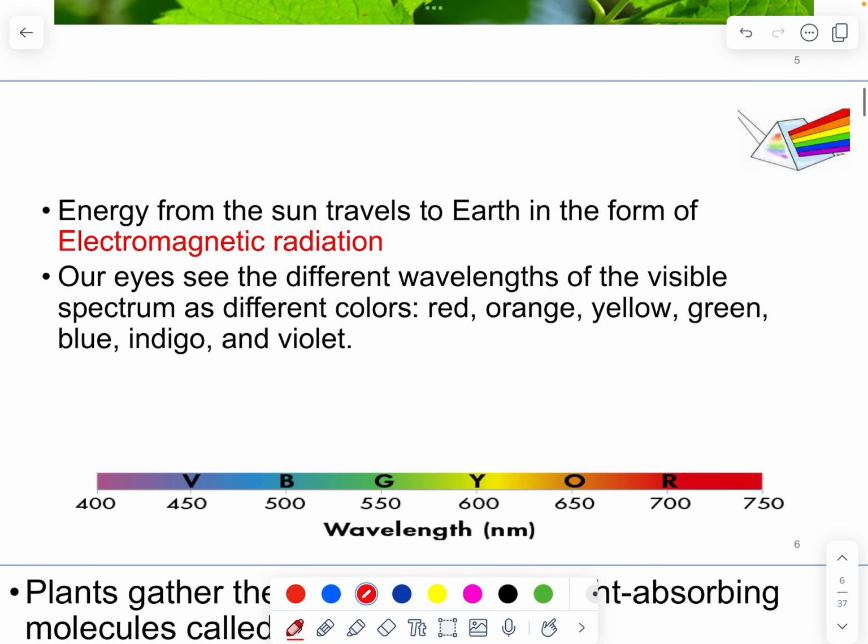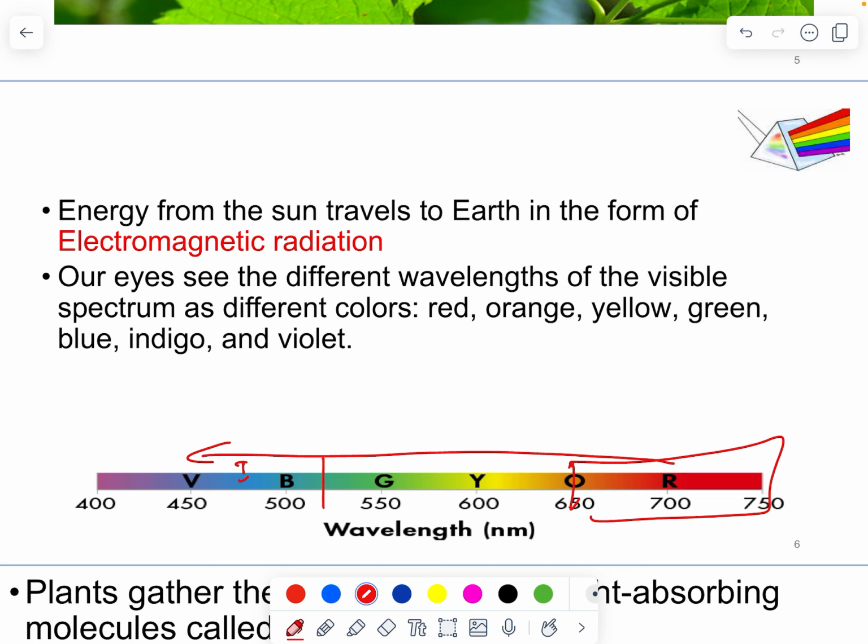And so energy travels from the sun in the form of electromagnetic radiation. You know this if you've ever had a sunburn. Our eyes see the different wavelengths. Here's that Roy G. Biv, right? Going backwards, Roy G. Biv. And so, indigo. And so we see that as colors, if you have the correct cells and genetics to see color. Some people are colorblind in certain ways. But plants love absorbing here and here. And they reflect a lot.